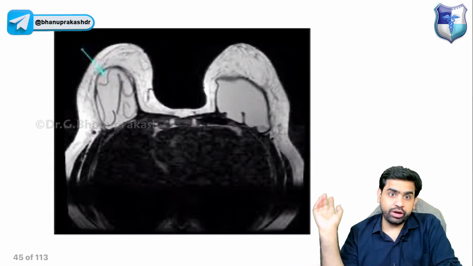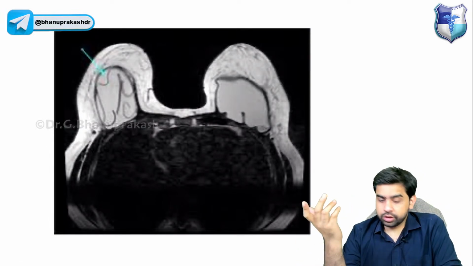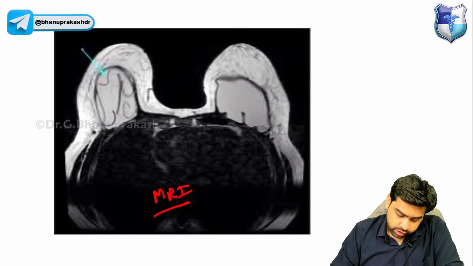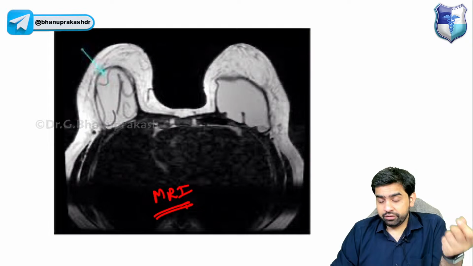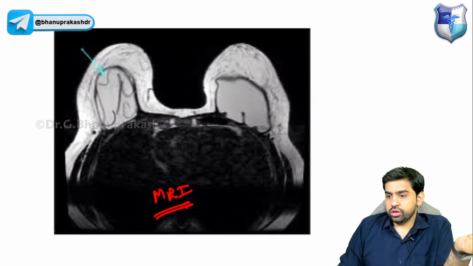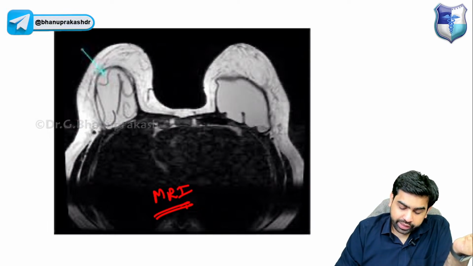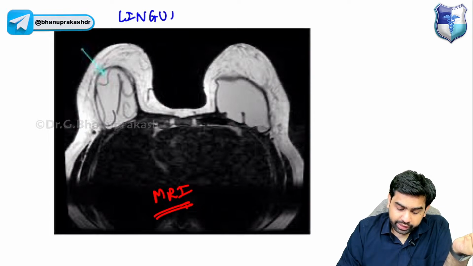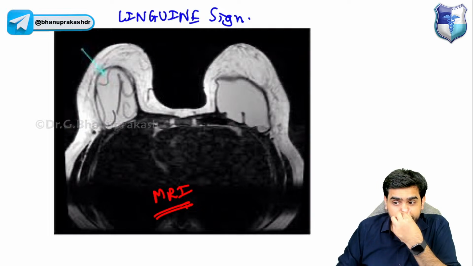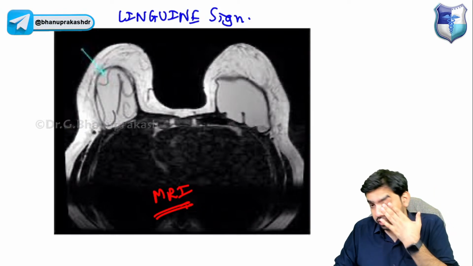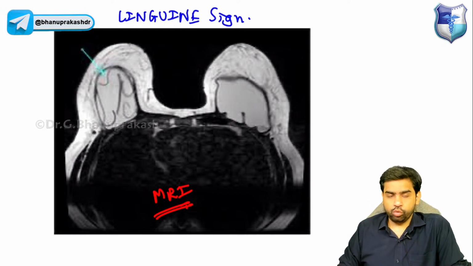Now, what is this particular image trying to show you? This is obviously an investigation. This is an MRI. And what is this investigation trying to show you? It is showing that you have a ruptured breast implant. This is what is referred to as the linguine sign. What is the linguine sign? The linguine sign is basically the ruptured breast implant. This is an important image which can be shown to you occasionally.